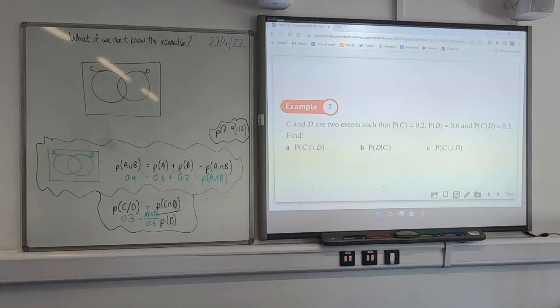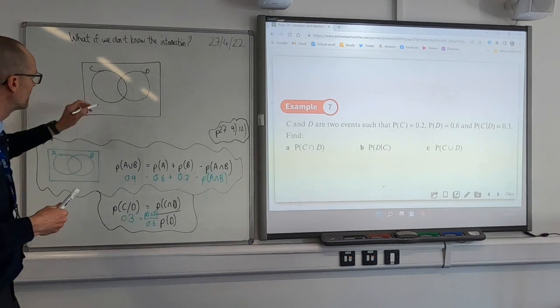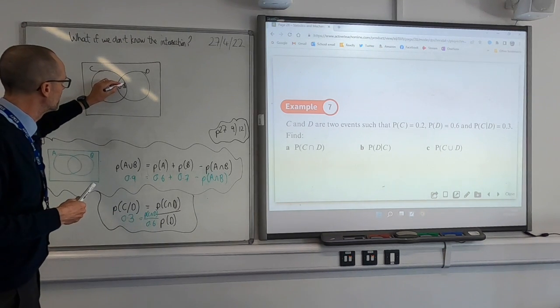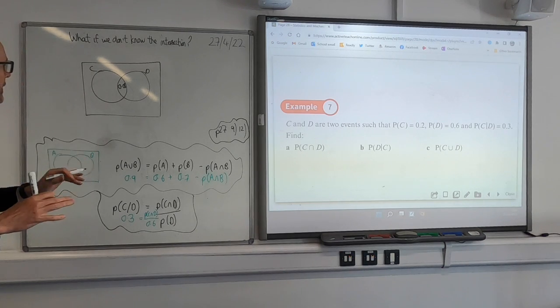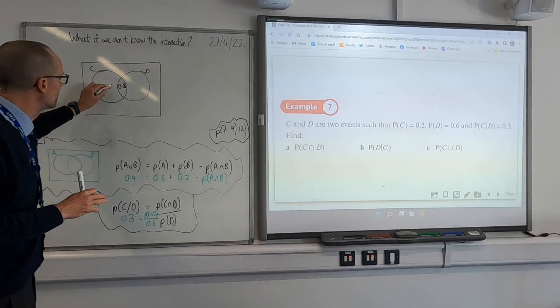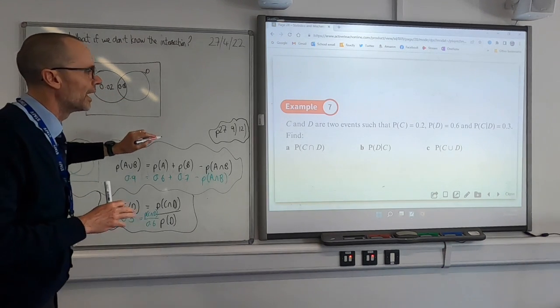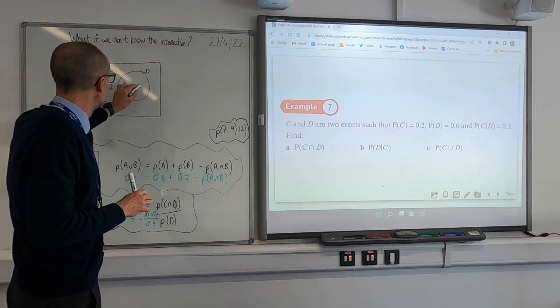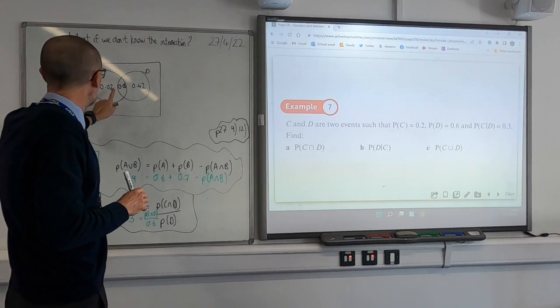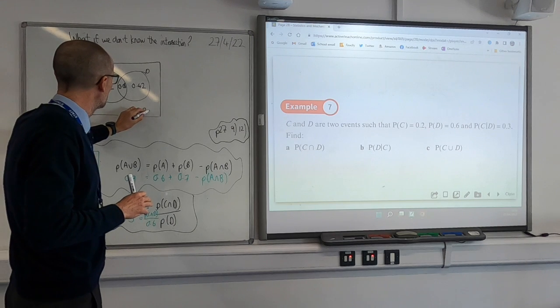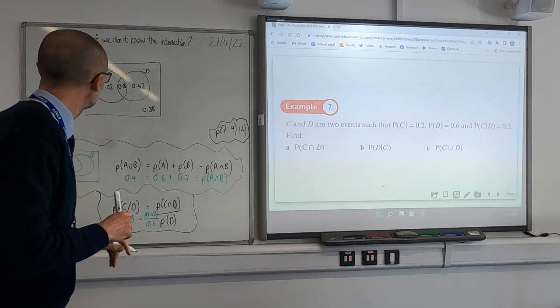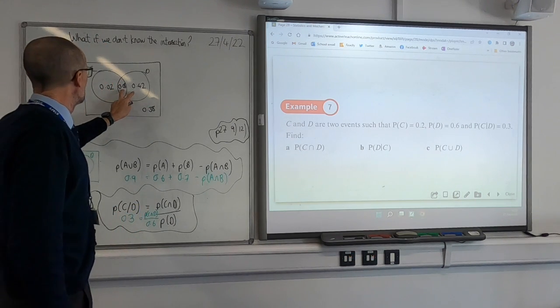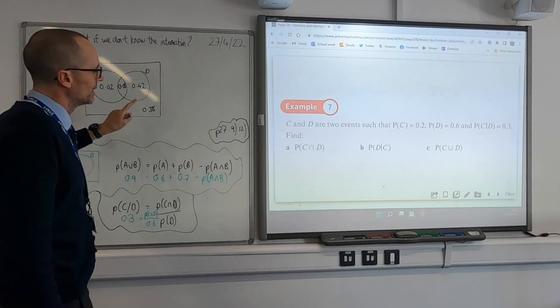So this tells me the overlap is 0.18. If I just multiply both sides by 0.6, then I can fill in the rest. That's 0.02. That needs to add up to 0.6, so that's 0.42, and 0.38, is that 0.6? 0.62, yes.